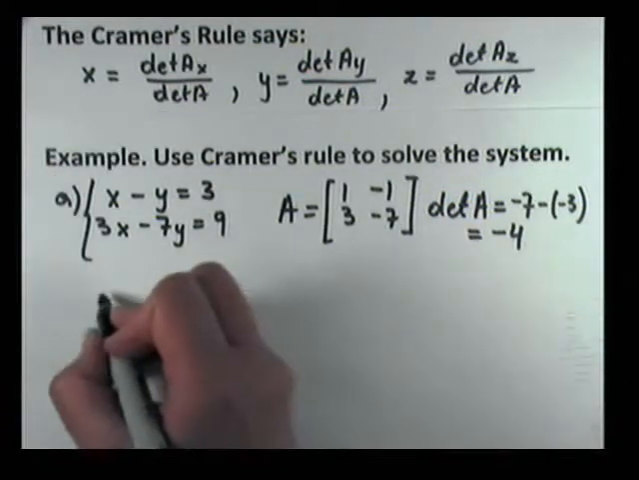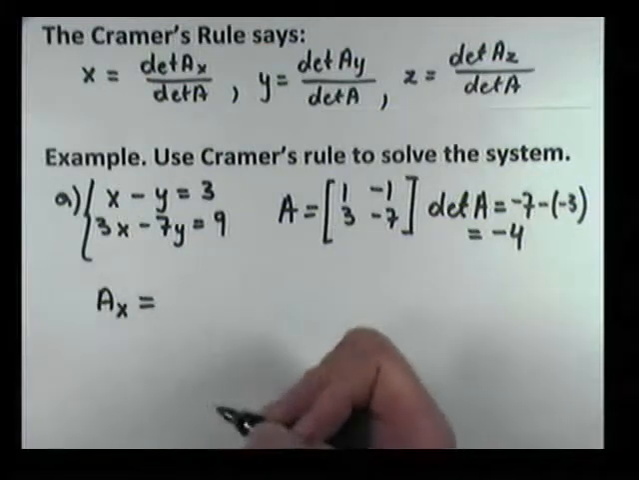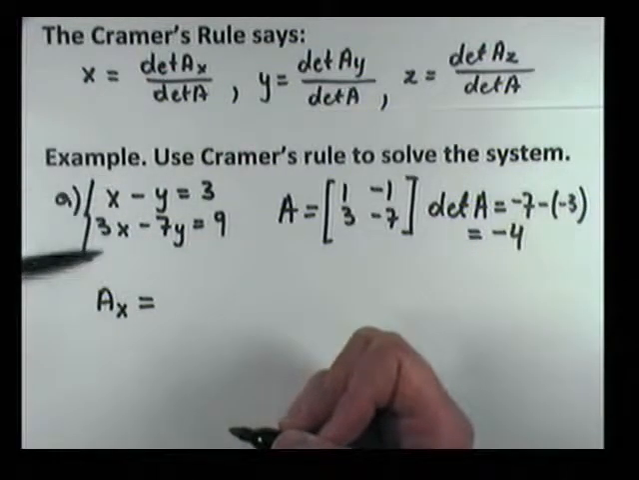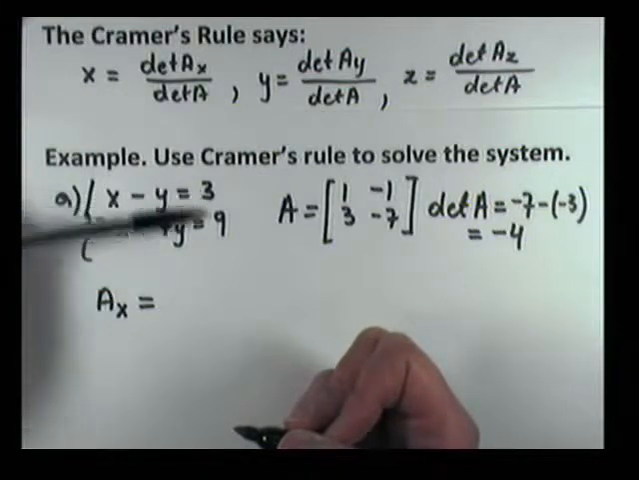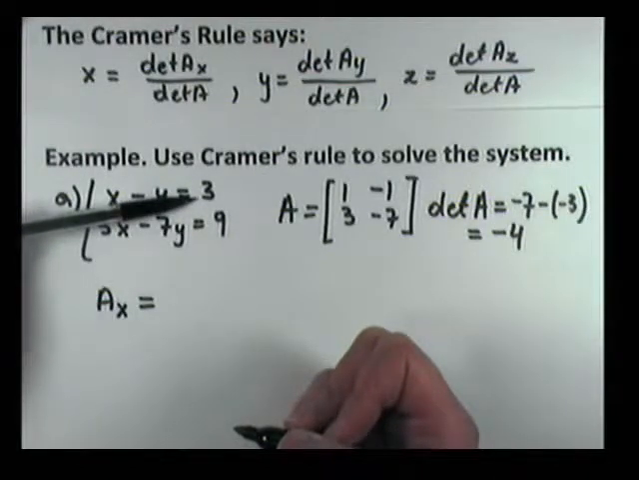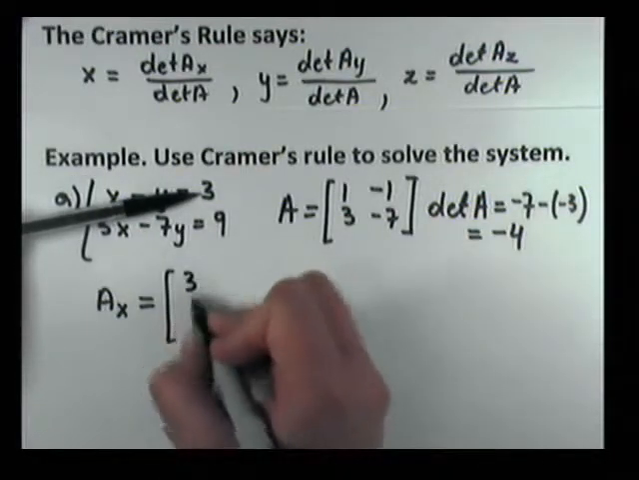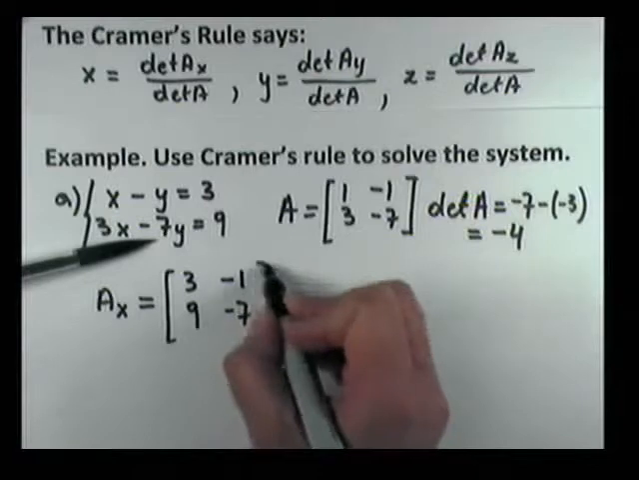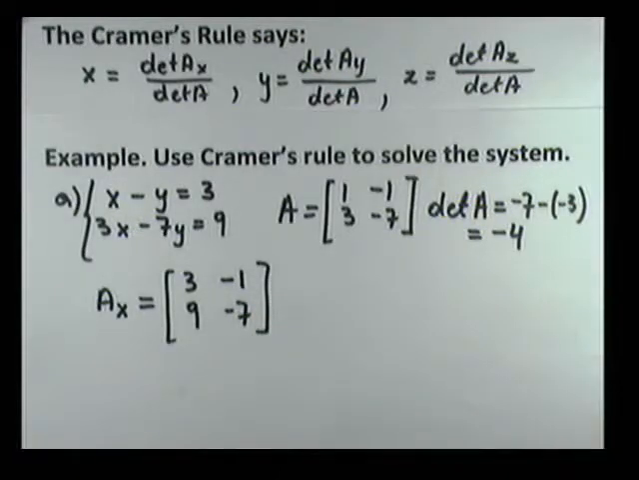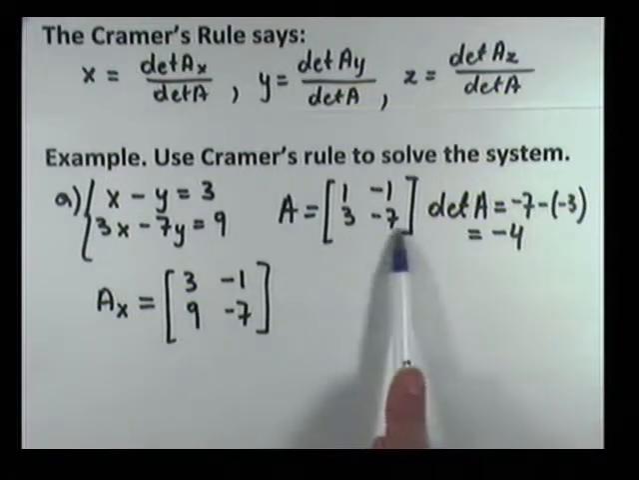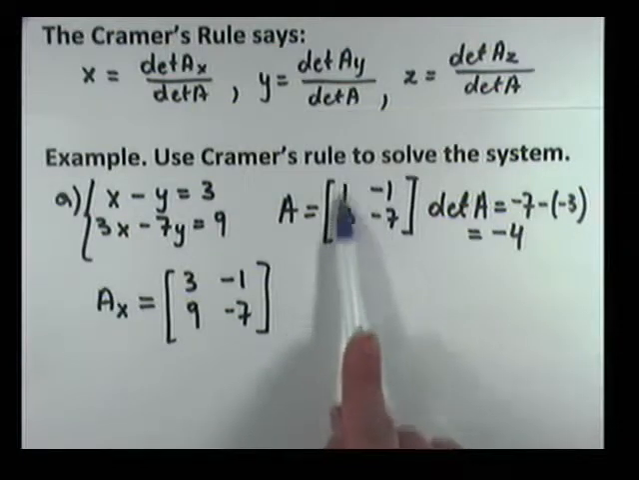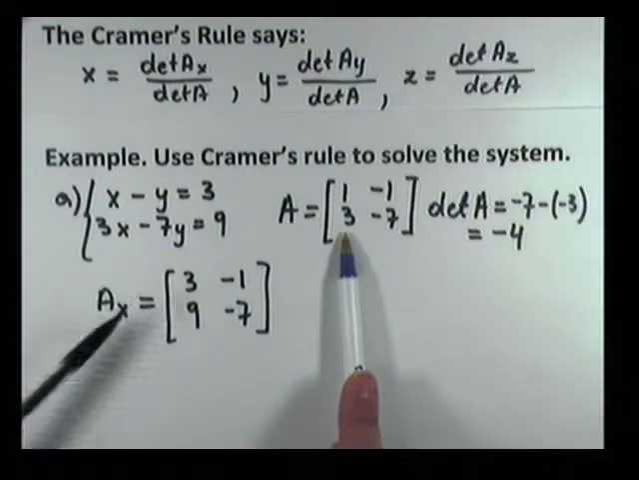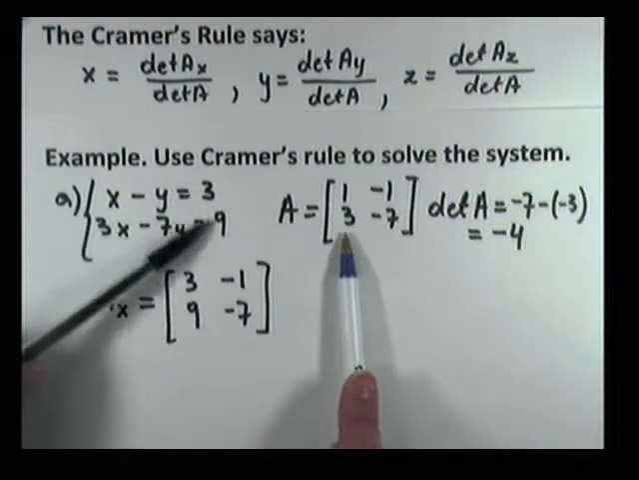Okay. Now we need to form the matrix A sub x. So it would be the coefficient matrix, except that the x column is replaced by the column B. So instead of the x column, we put the column 3, 9. And then we have the y column, minus 1 and minus 7. That's the matrix A sub x. It's the coefficient matrix with the first column replaced by B.